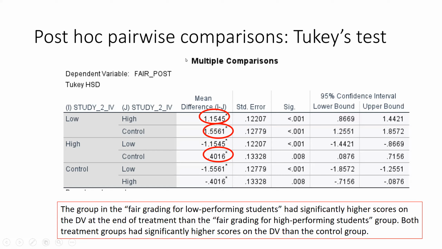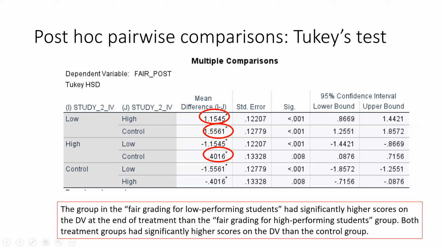So you see that along the top row, if you compare the people in the low performing fairness condition to the high performance condition, the average difference is 1.15 points, and the asterisk indicates that's statistically significant. The significance level is less than 0.001. And you'll also see that the confidence interval does not include 0. It ranges from 0.87 points to almost 1.5 points difference. So that contrast between low and high conditions is significant, as is the contrast between low and control conditions.